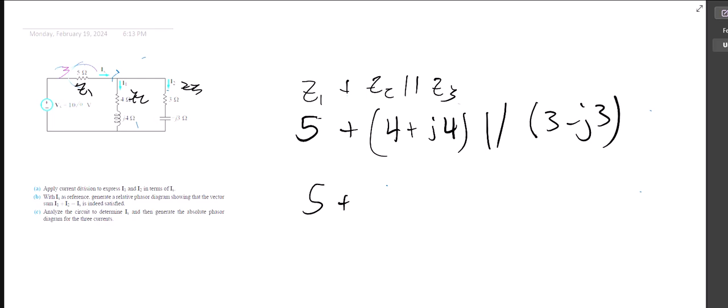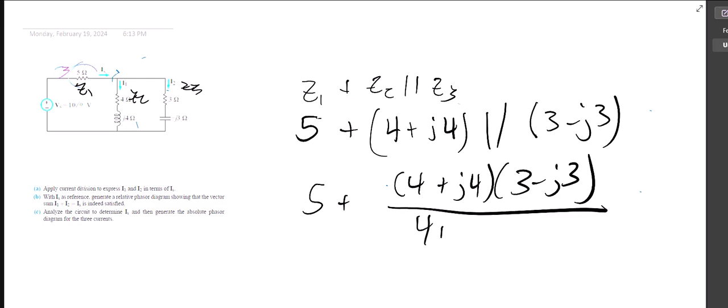Well, how do you do that? The same way you do with resistors, it's product over sum. 4 plus j4 times 3 minus j3, product over sum, 4 plus j4 plus 3 minus j3. And then what do you do with that? Well, you're going to FOIL the top. You'll combine real parts and imaginary parts on the bottom. And then you're going to rationalize it. If you go back and look at the first video that I posted, I do an example of that, so I don't really have time to do that here.